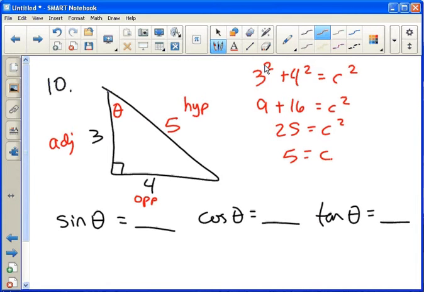Sine is opposite over hypotenuse. Cosine is adjacent over hypotenuse. And tangent is opposite over adjacent. So remember, SOH CAH TOA, or some old hippie caught another hippie tripping on acid. That's how you can remember what sine, cosine, and tangent stand for.